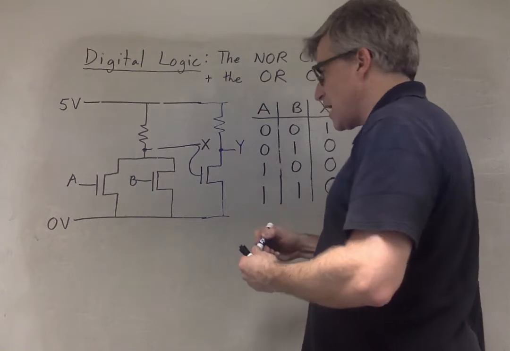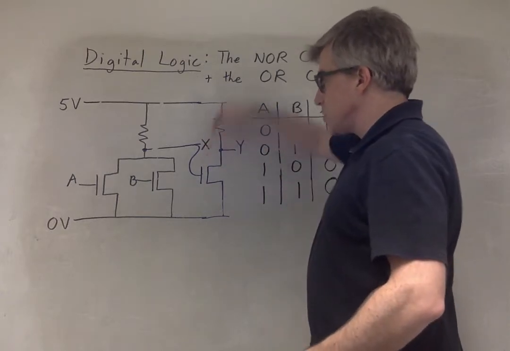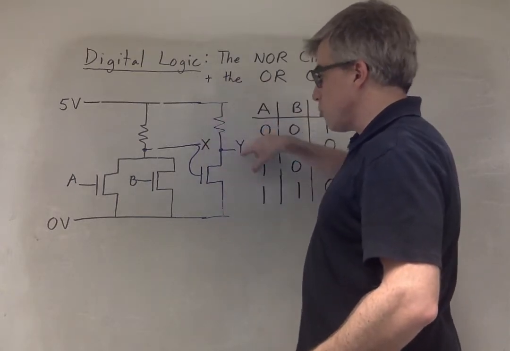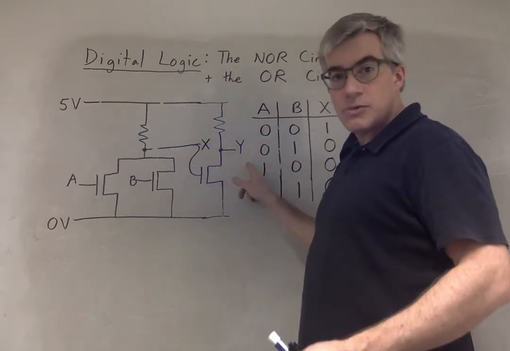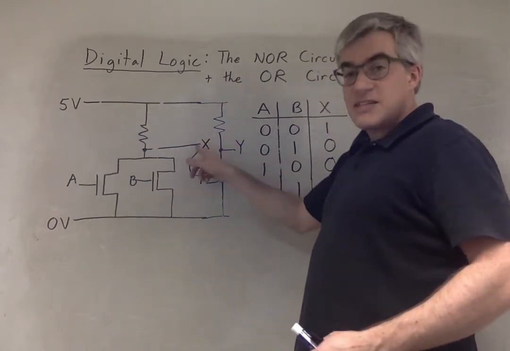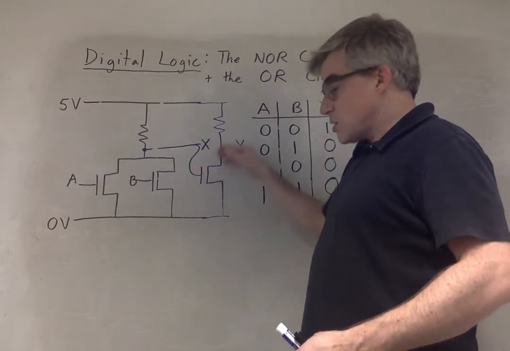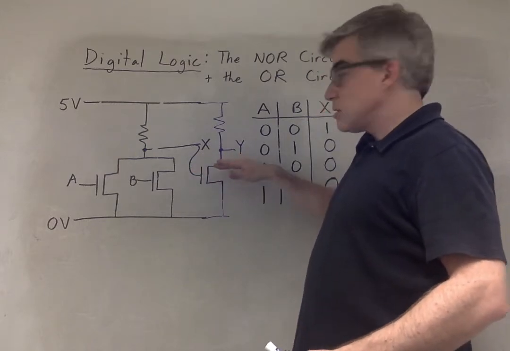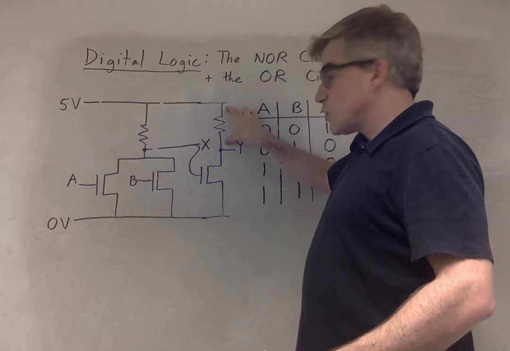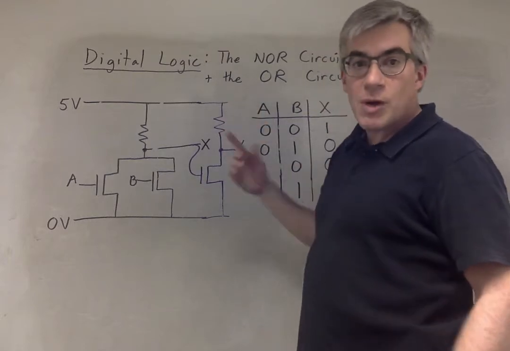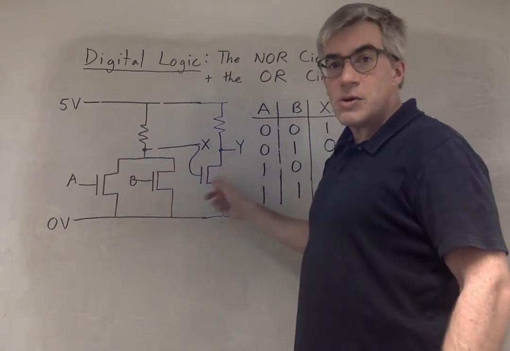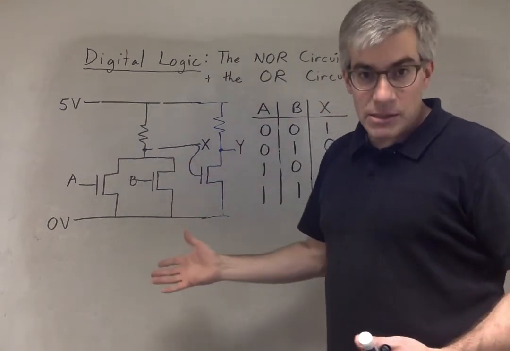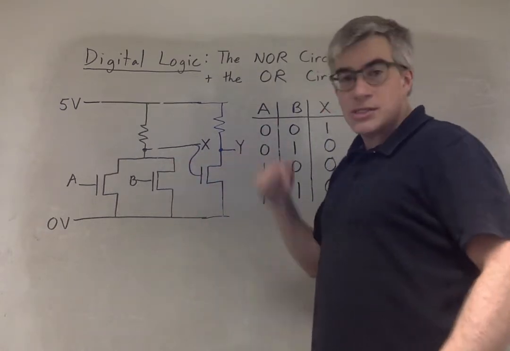So we know that if X is high volts, there will be a current, and this will be connected, and Y will be 0. So if X is 1, Y is 0. Meanwhile, if X is 0, this is open, there's no current, there's no voltage difference, and Y is 5 volts, Y is a 1. So if X is 0, Y is 1, and if X is 1, Y is 0. That's what a NOT circuit does. And you can make a NOT circuit with a single transistor.